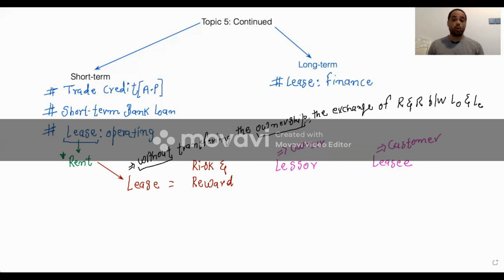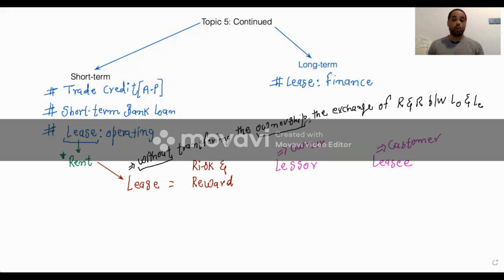So I gave you examples of hotels and malls, but you don't have to remember the examples. You just need to understand the most important thing is risk and reward. Is it transferred or not transferred? If risk and reward do not transfer, that's an operating lease. If risk and reward transfer, that's a finance lease.